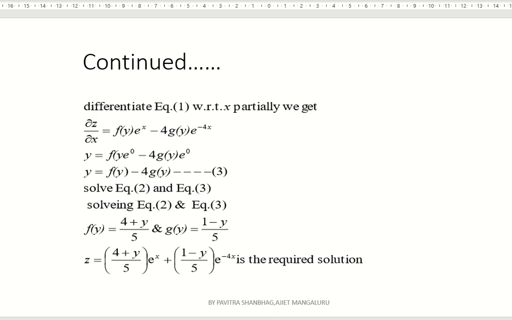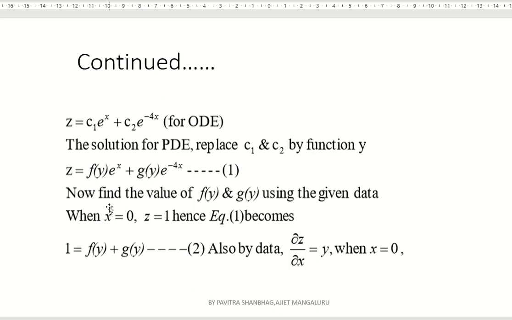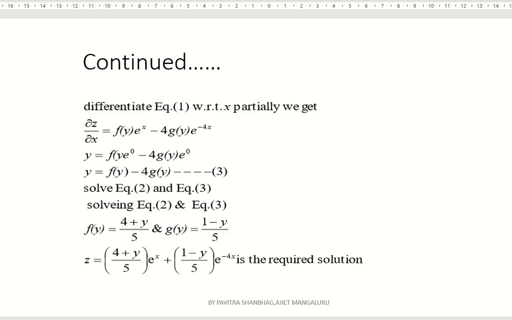But previously, what did we get? f(y) + g(y) = 1. Now add and subtract. First add. If you add, what will you get? f(y) + g(y) is given, right?